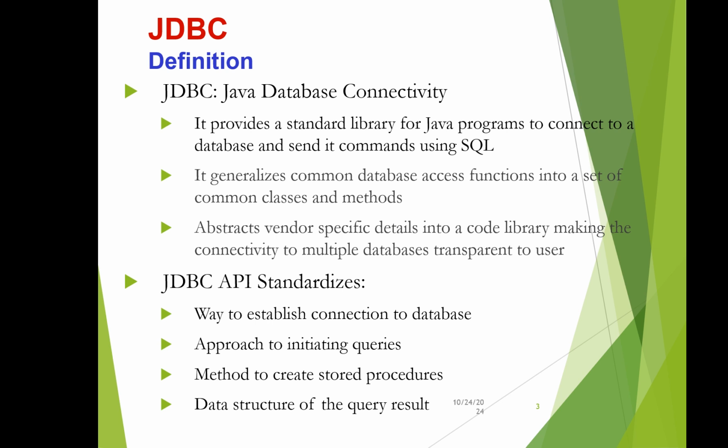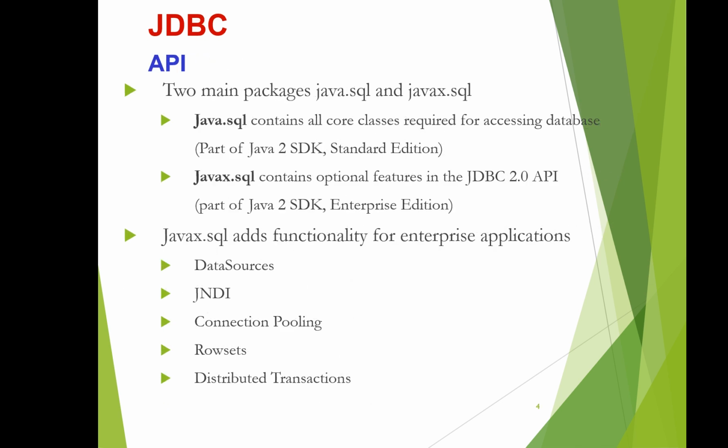The JDBC API standardizes the way to establish connections to databases, the approach to initiating queries, the method to create stored procedures, and the data structure of the query results. We can see that it makes use of the java.sql package. This java.sql package contains all the core classes required for accessing the database. It also contains the optional features in the JDBC 2.0 API, which add functionality for enterprise applications, such as data sources, JNDI, connection pooling, row sets, and distributed transactions.